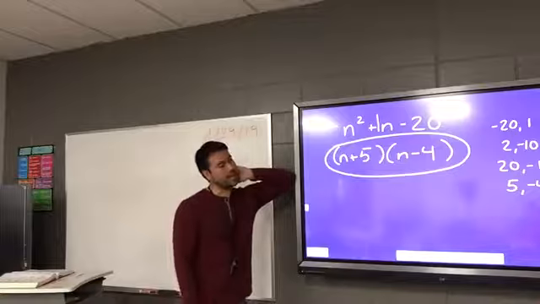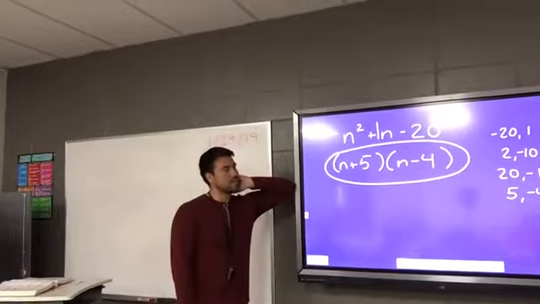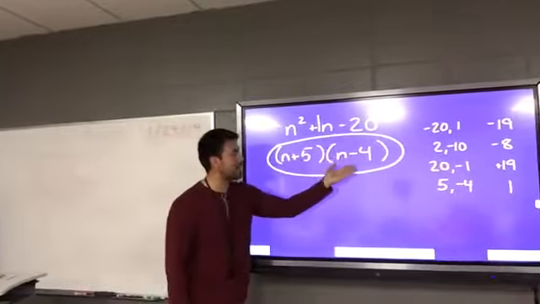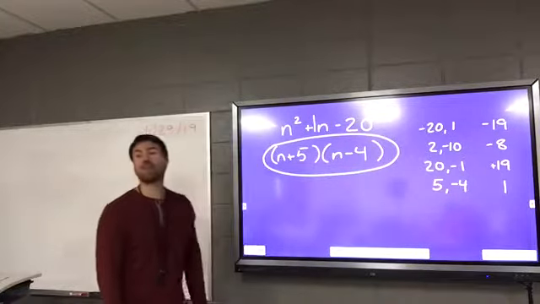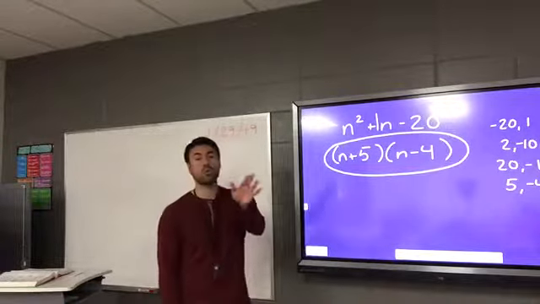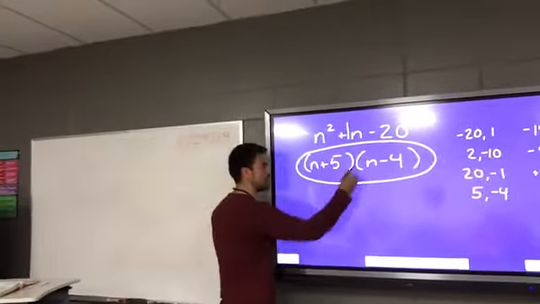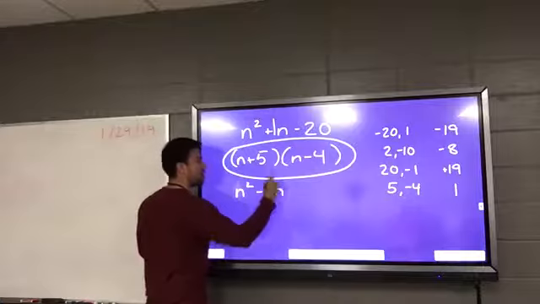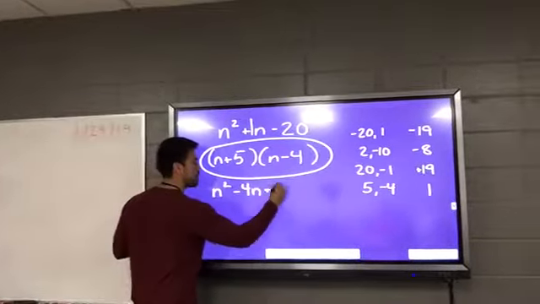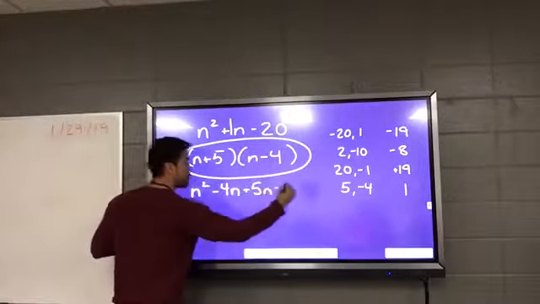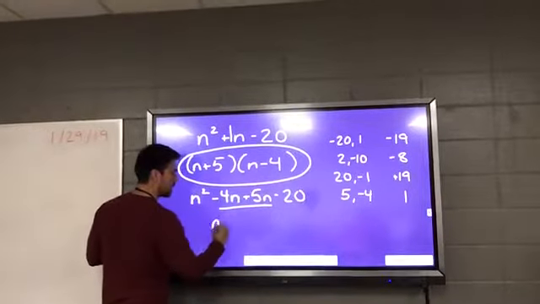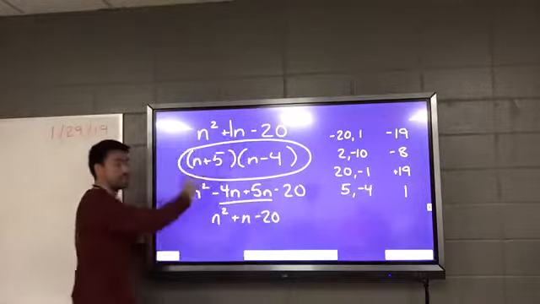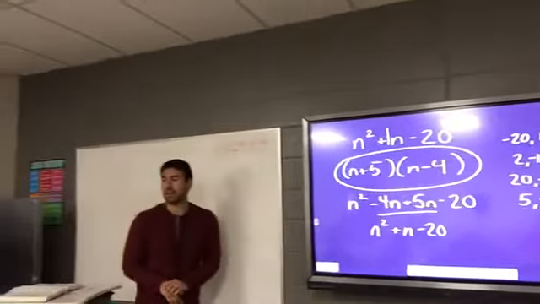Now, if you're like, Mr. A, I kind of get this process, but I'm not really sure. Like, should that have been negative and that have been positive? FOIL it. I'm going to do it real quick with you guys. What's n times n? What's n times negative 4? What's 5 times n? What's 5 times negative 4? When I add like terms, I get n squared plus n minus 20. That is the answer. It checked.